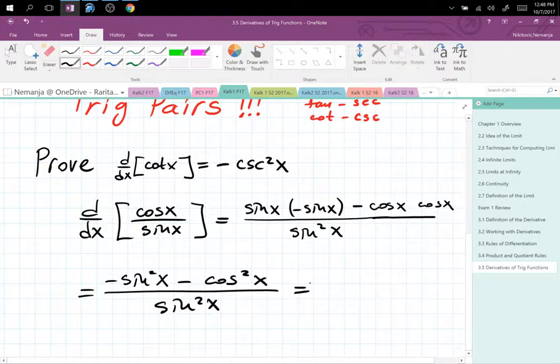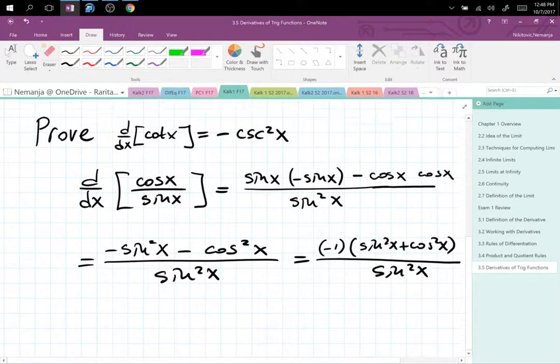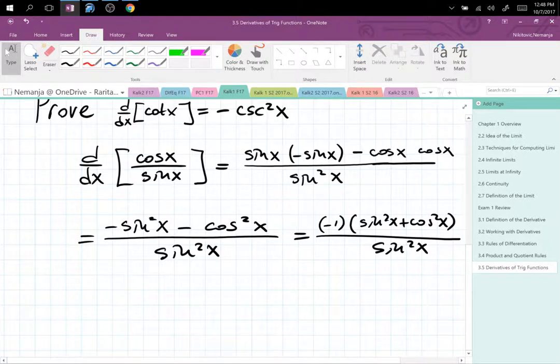What do we do now? We can't cancel this because of the minus cosine. But what can we do? Beautiful. Nice. What am I going to do now? Nice. Pythagorean identity. Yes, very good.